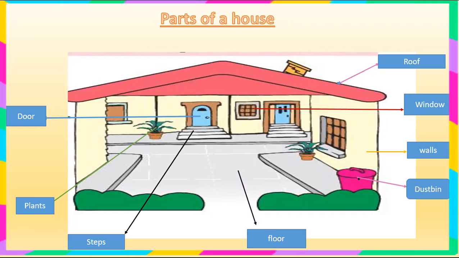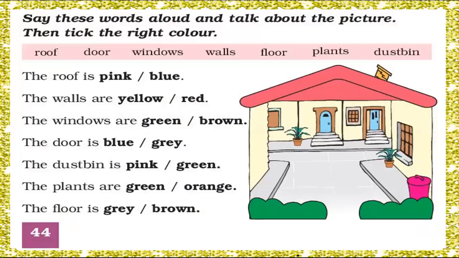Now, children, you have another activity in the same page, page number 44. Say these words aloud and talk about the picture. Then tick the right color. Roof, R-O-O-F, roof. D-O-O-R, door. W-I-N-D-O-W-S, windows. W-A-L-L-S, walls. F-L-O-O-R, floor. P-L-A-N-T-S, plants.